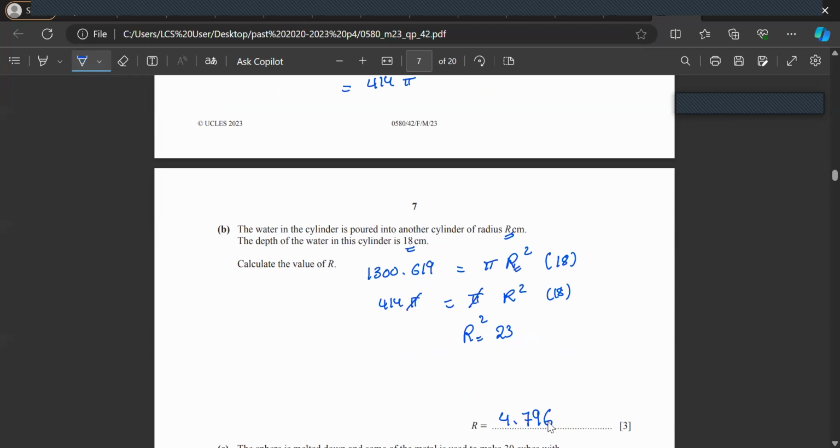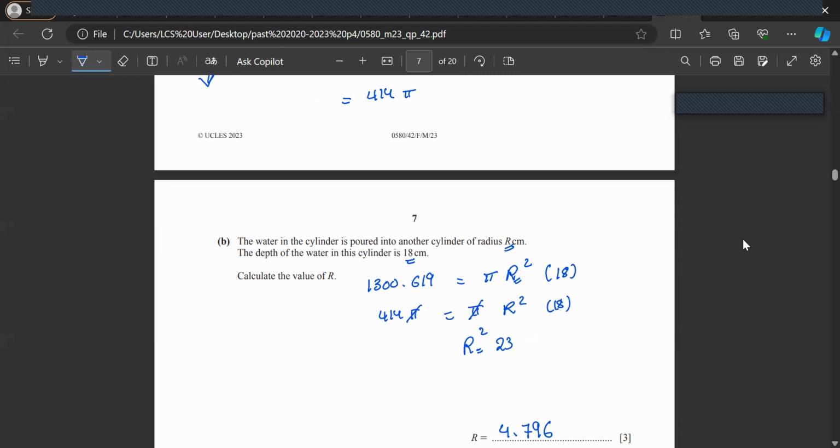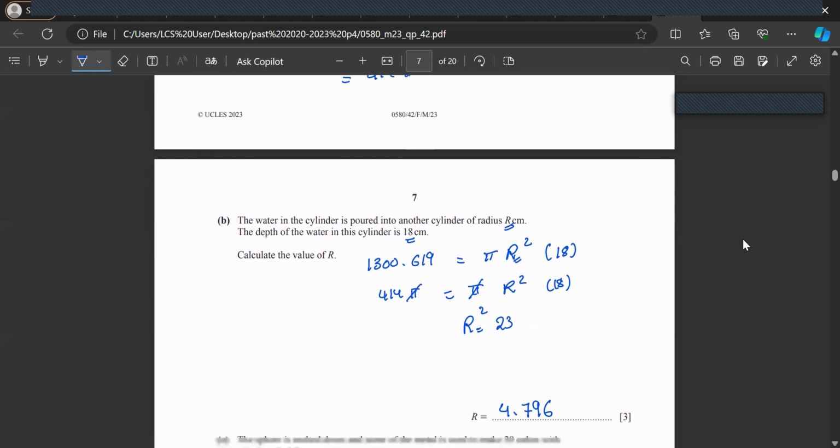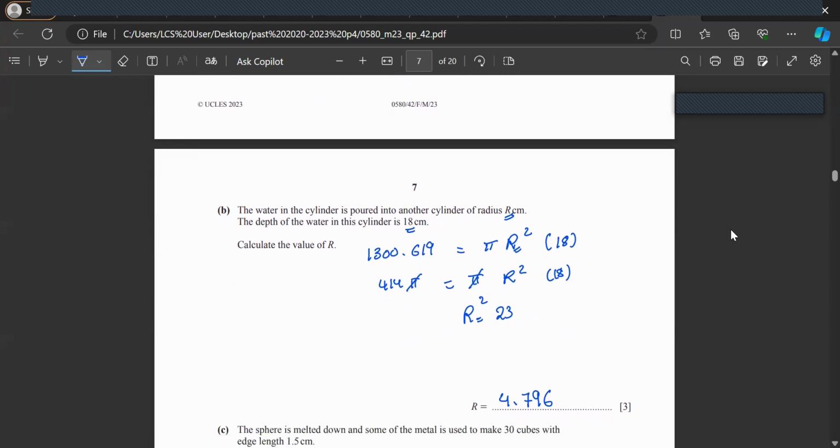You got it? Miss, we should round it, right? I think we should round it. You can round it and you can write it like that. If he said round it, you can round it. If he didn't, you can leave it at 3 or 4 significant figures. It's okay.